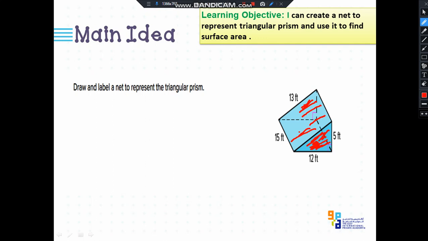Here I draw and label a net to represent the triangular prism. What is the first thing you are going to do? We are going to make a net, and you are going to compose the figure so that we can find the surface area for this shape. Let's do this one.